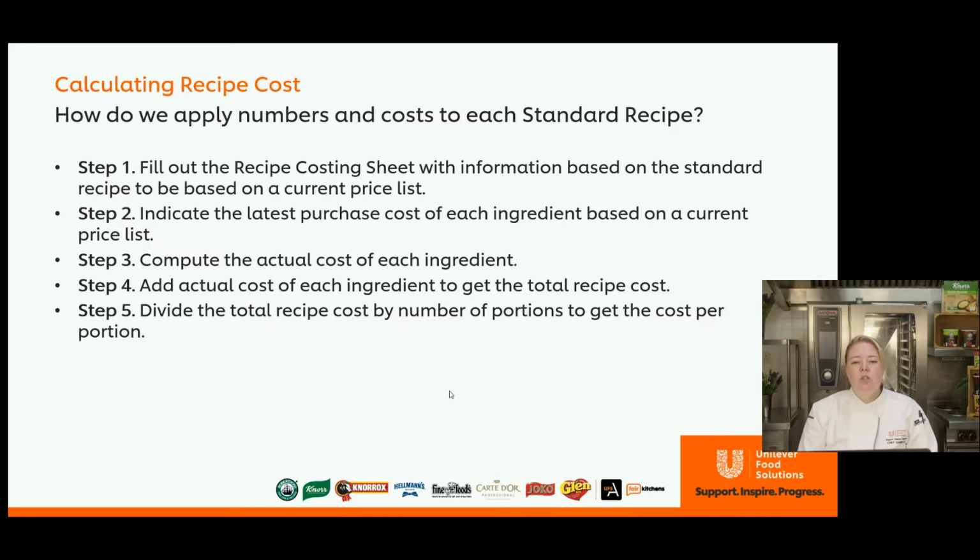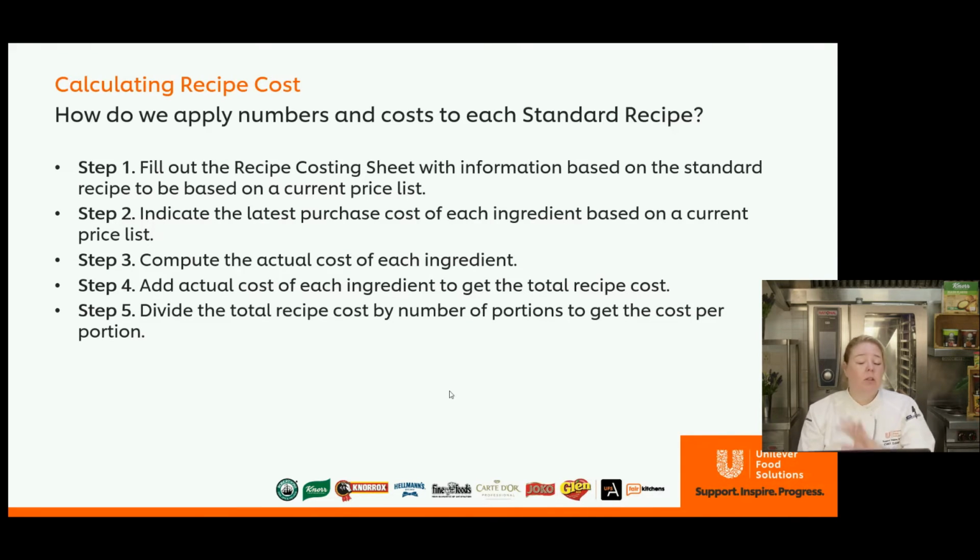So how do we calculate a recipe cost and apply the numbers and the cost to each standardized recipe? Number one is to fill out your recipe costing sheet with the information that is based on the standardized recipe and on your current price list. Step two is to indicate the latest purchase cost of each ingredient based on a current price list. Step three, compute the actual cost of each ingredient. Step four is to add the actual cost of each ingredient to get the total recipe cost.